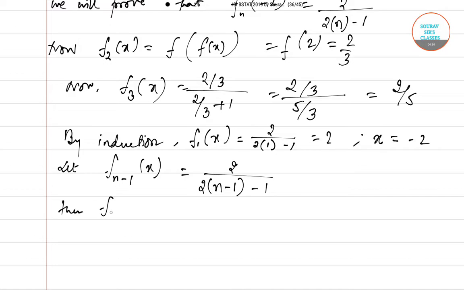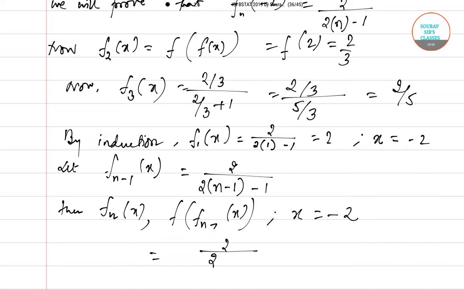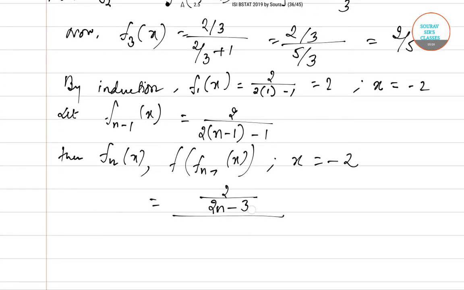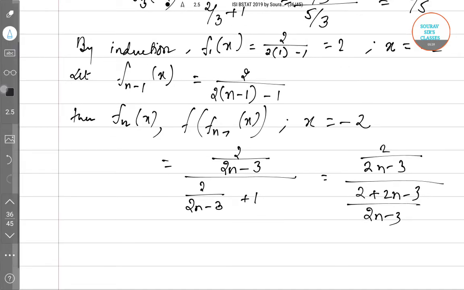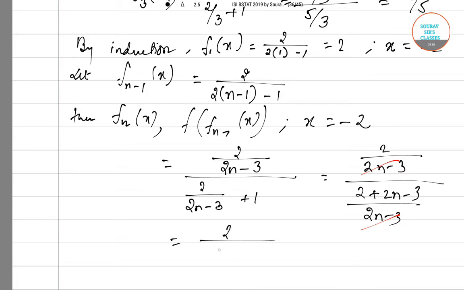Then this value fn(x), that is f of fn minus 1 of x, at x equal to minus 2, can be written as 2 upon 2n minus 3 divided by 2 by 2n minus 3 plus 1, which can be written as 2 by 2n minus 3 over 2 plus 2n minus 3 by 2n minus 3. Now this 2n minus 3 can be cancelled out, so we can write it as 2 by 2 plus 2n minus 3, or 2 by 2n minus 1, or 2 by 2 of n minus 1. We can also write it like this.